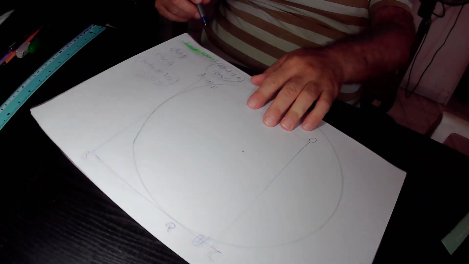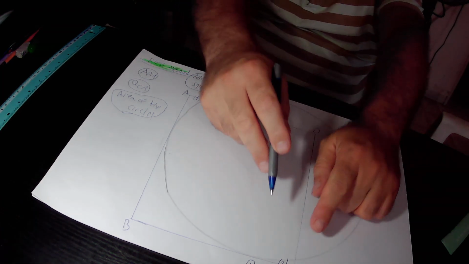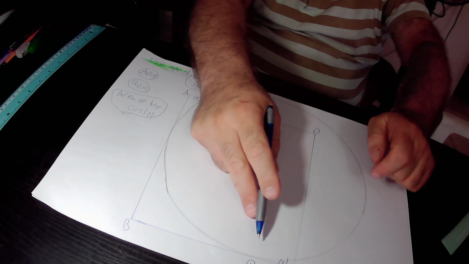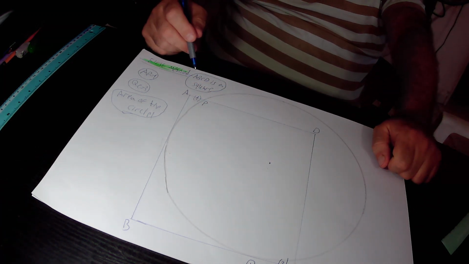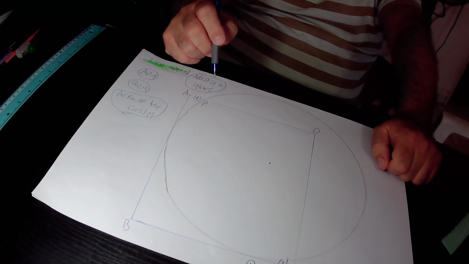Again, this is AP, that is equal to 1 unit in its length. This is QC, that is equal to 3 units in its length. Again, our mission is to find out the area of this circle. So we start with the first method.